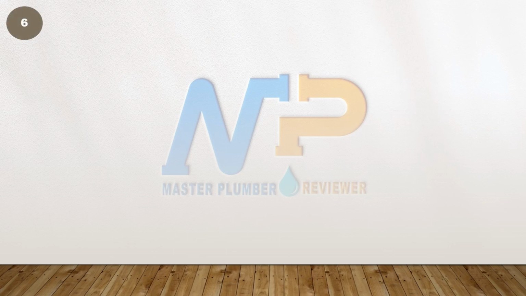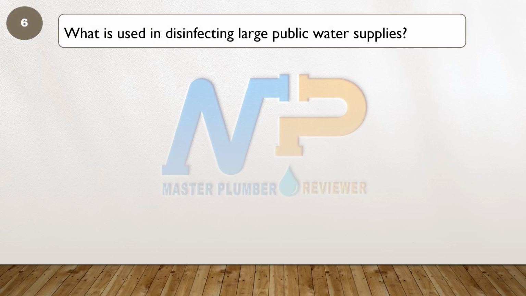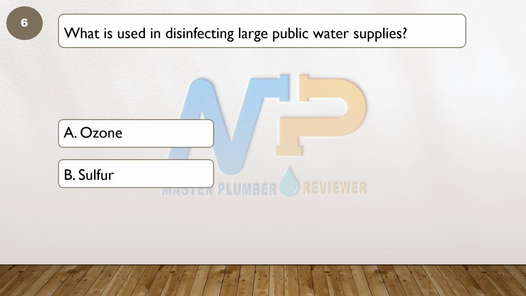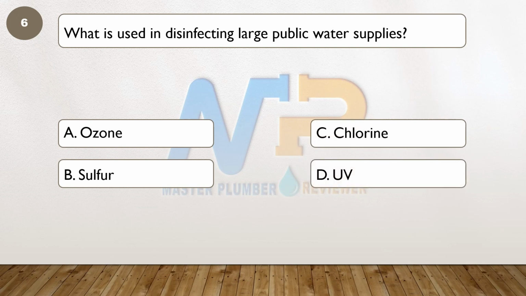Number 6. What is used in disinfecting large public water supplies? A. Ozone. B. Sulfur. C. Chlorine. D. UV. The answer. It's C. Chlorine.